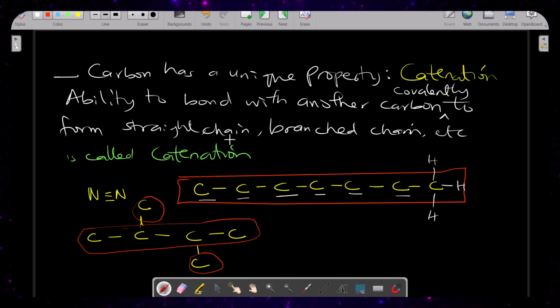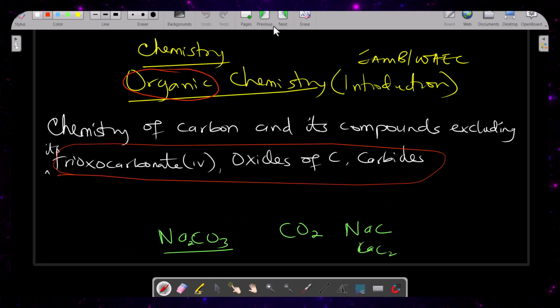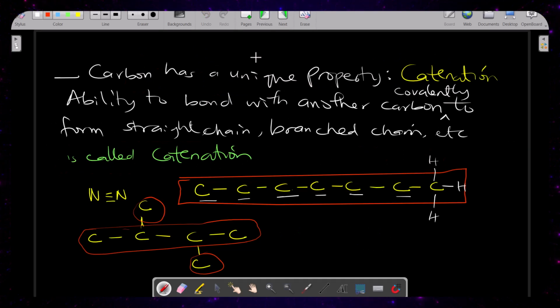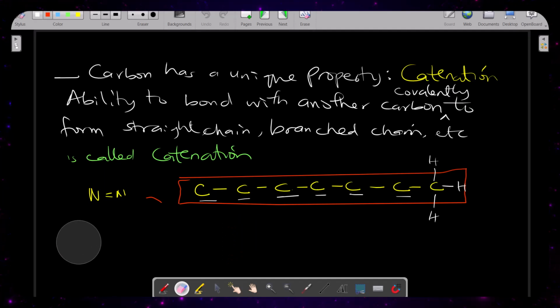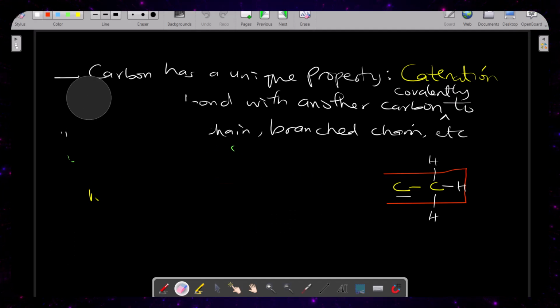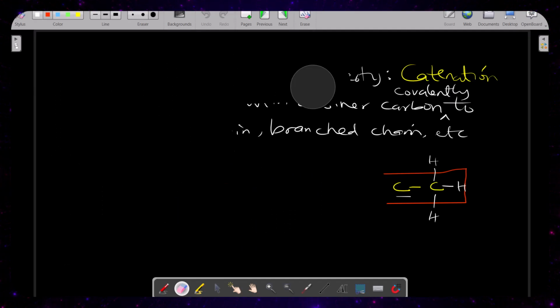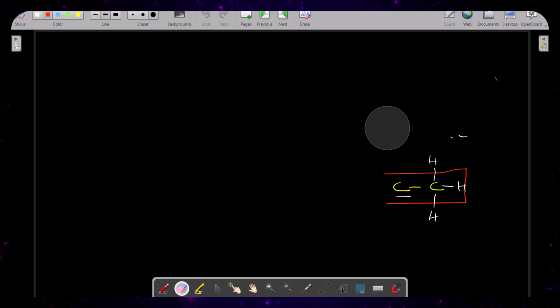Okay, now since we are aware of this, the next thing I'm going to be talking about is the classification of these organic compounds. Let's clean this up. Let's classify these organic compounds now.